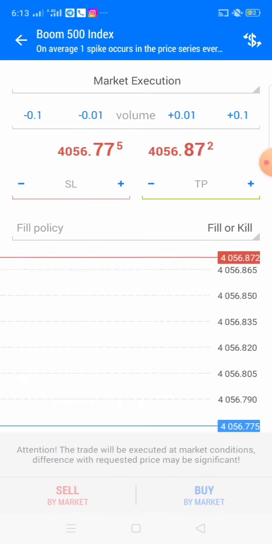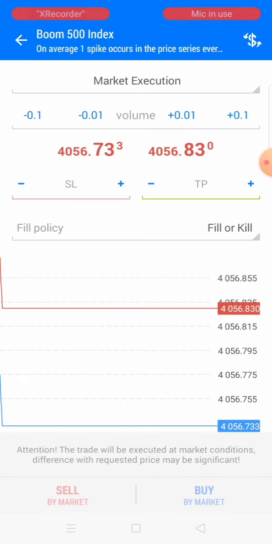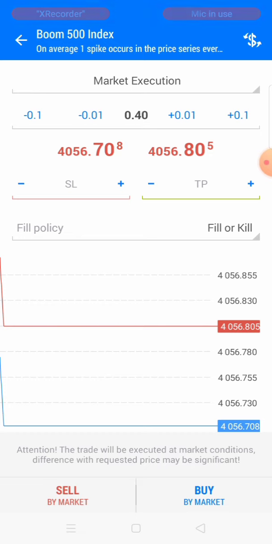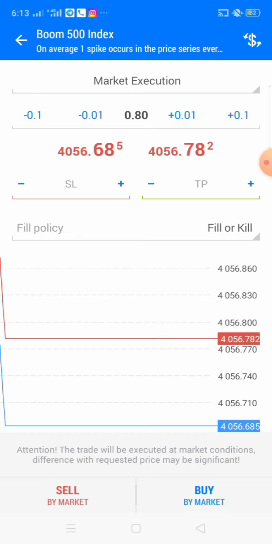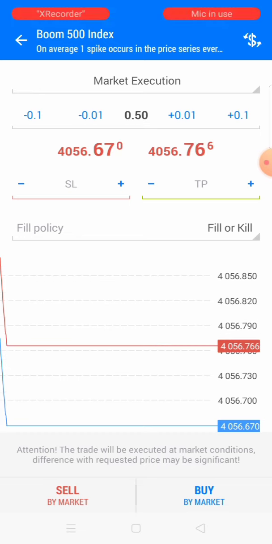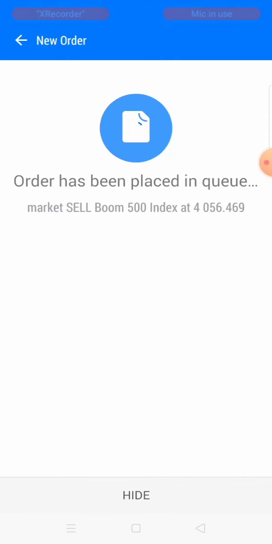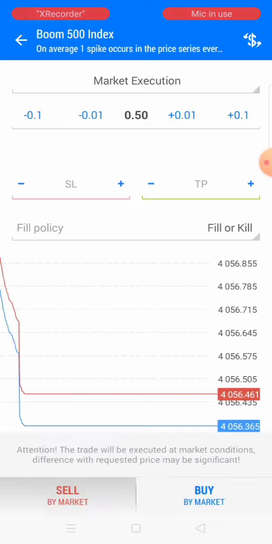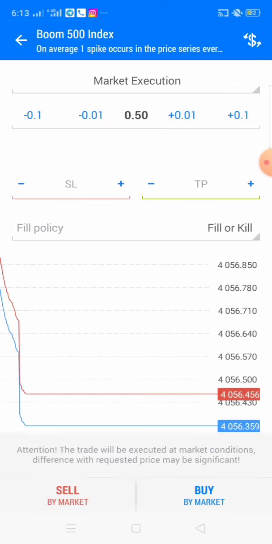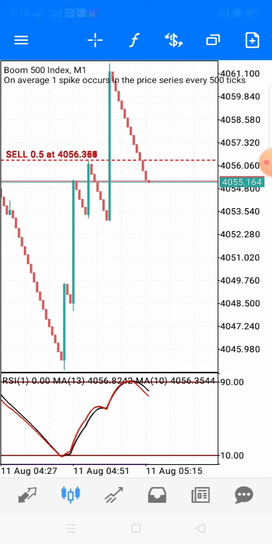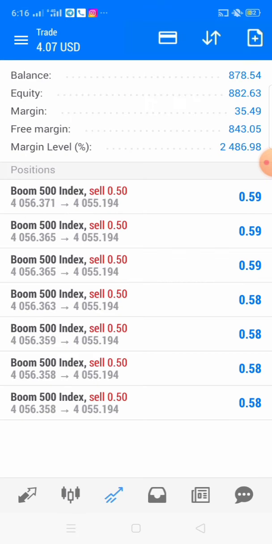Right now, let's get into this trade. I'm going to be using, because I want to scalp, I will not be on the trade for a long time, so this is the right time to scalp. Of course, I opened 7 positions and it's running.